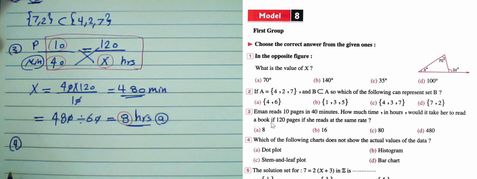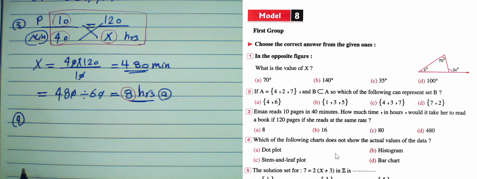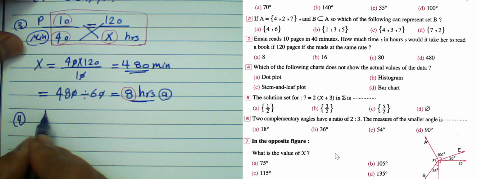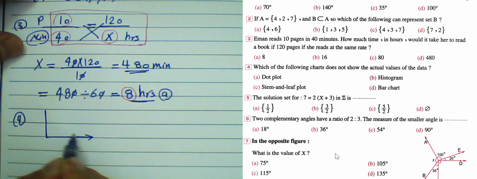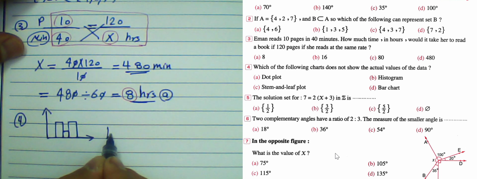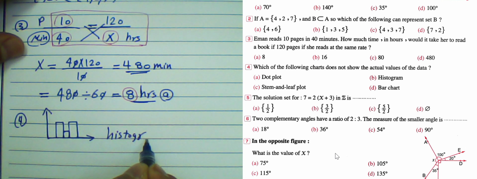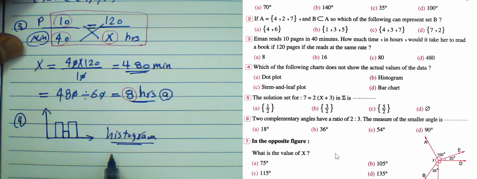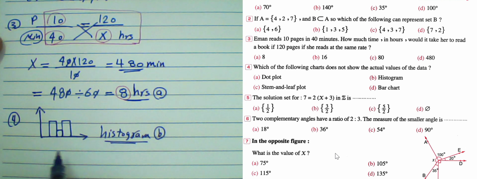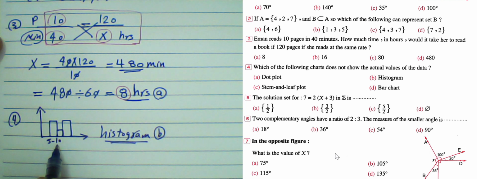Now we will solve question number 4, which asks which of the following charts doesn't show the actual values of the data. We have a histogram. The histogram contains intervals, like this. So we must choose letter B for this question. Why? Because we have the interval from 5 to 10, here from 10 to 15, and this interval from 15 to 20.